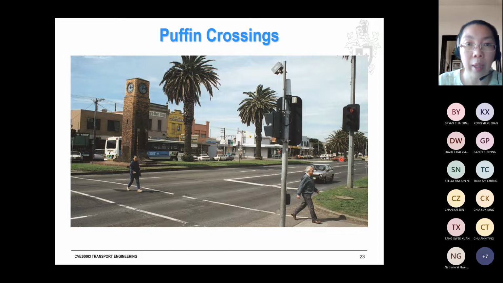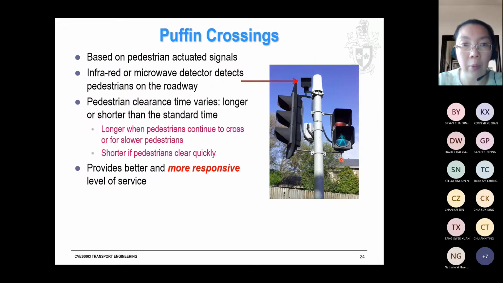Okay, so next up we have Puffin Crossing. And for Puffin Crossing, this again is another modification of the pedestrian actuated signals. And it is equipped with this infrared or microwave detector. So this is a bit smart, it can detect pedestrians on the roadway.